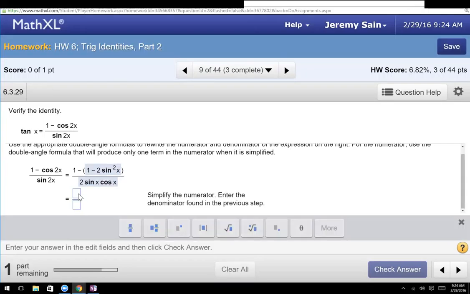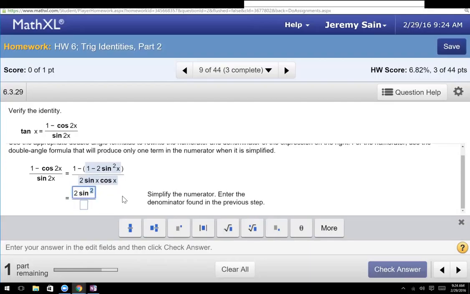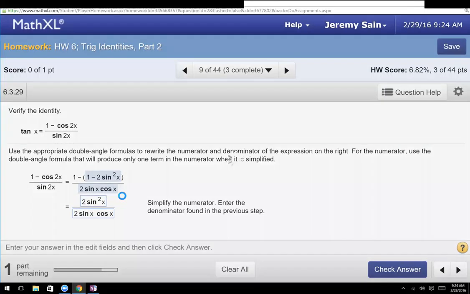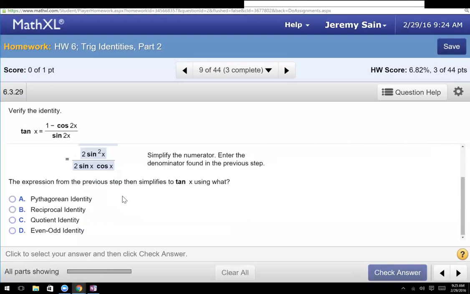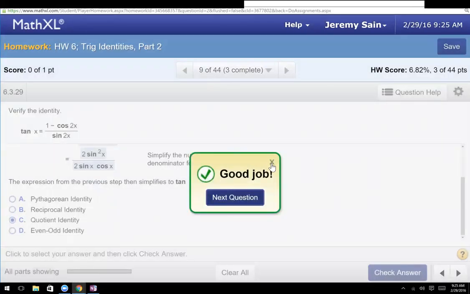And it says enter the denominator from the previous step. So we're not doing anything else. We're just canceling the ones. So we got 2 sine squared x because the ones cancel, and the minus minus makes a plus. And we've still got 2 sine x cosine x. And now that reduces to tangent because the 2's cancel, the sines cancel, so I've just got a sine over cosine, which is one of our quotient identities.